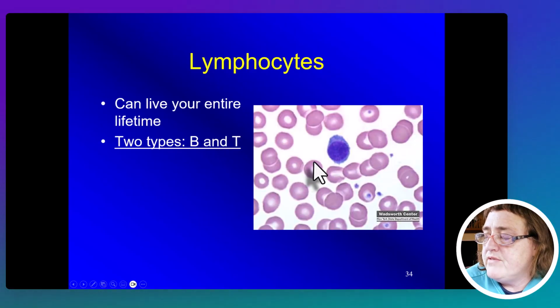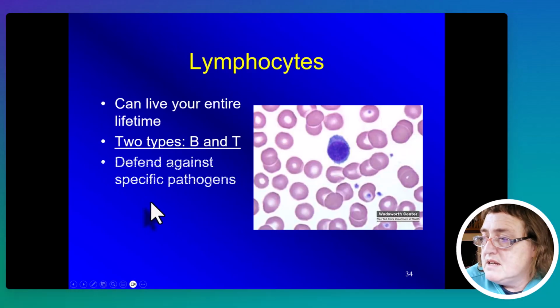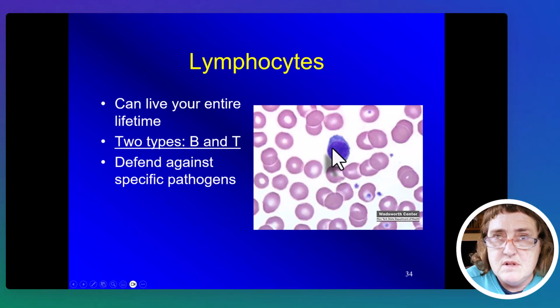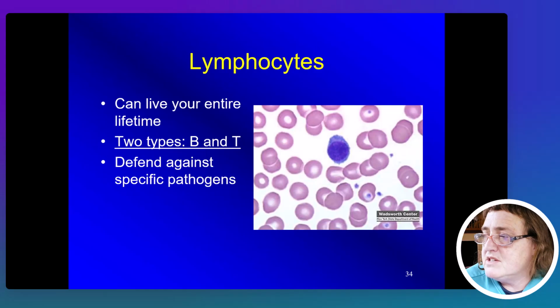You can't tell the difference between a B and a T just looking at it under a microscope, but they are specific and they can last all your life. If you've had chickenpox, you have lymphocytes that will remember that and fight it off. That's why you don't usually get the same disease twice, because these cells stick around. So you have memory B and T cells as well.